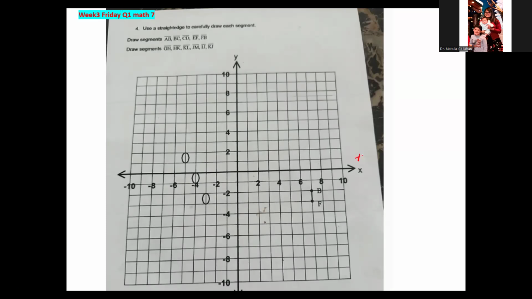You know that this is a positive X, this is a negative X. This is a positive Y, which is going up. And then this is a negative Y, which is going down. In the center is the origin at 0, 0. So let's go ahead and take a look.